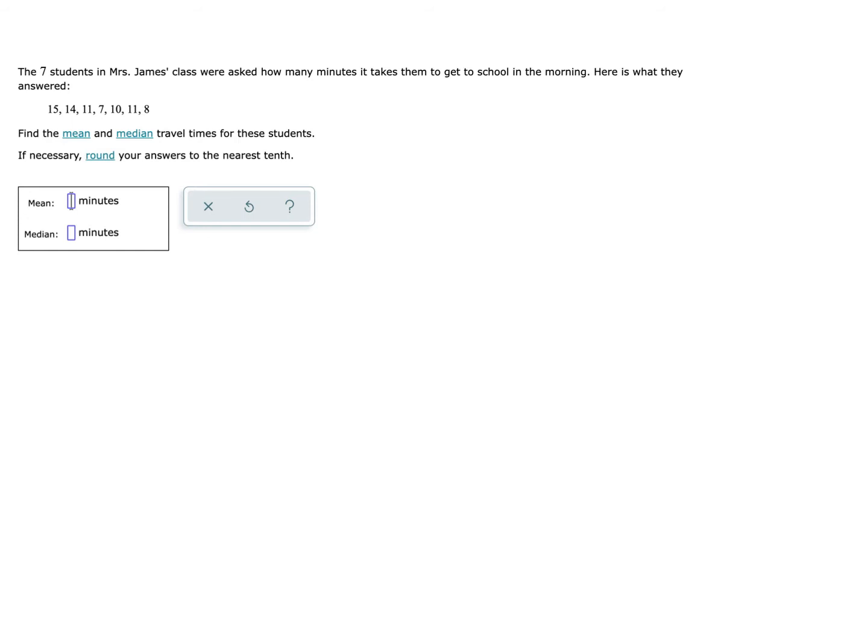All right, so the first thing I'm going to tell you to do is line them up in order. This will make median far easier. So if we line these up in order, we have, looks like 7 is probably our smallest number. And then it looks like 8. And I'm going to leave a little bit of space just in case I need to put something in between. Looks like next we'll have 10 and 11. And 11 again. 10, 11, 11. And then finally 14 and 15.